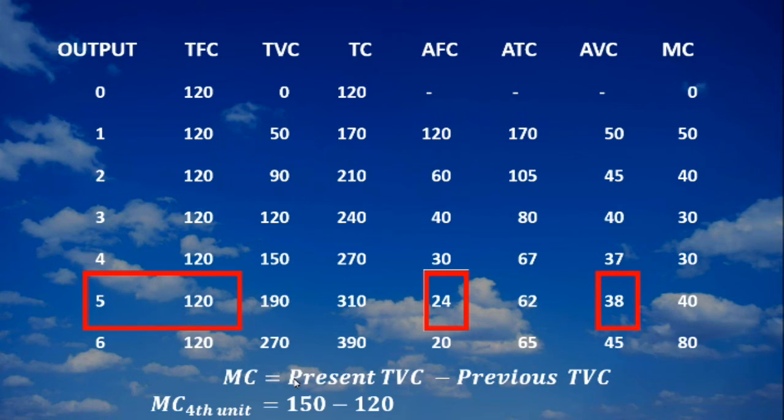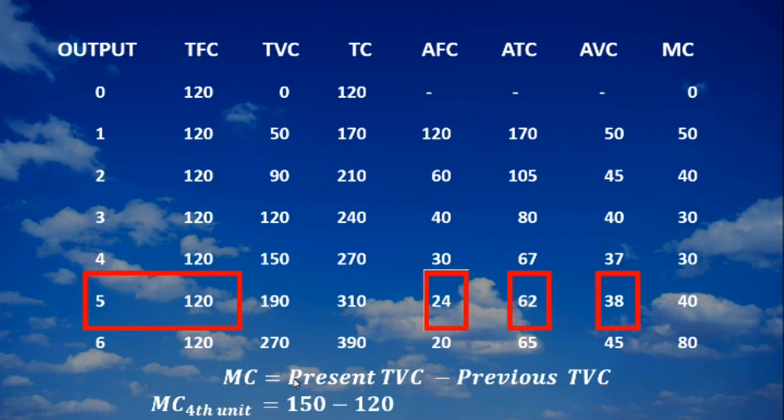Similarly, variable cost of each unit is 38 rupees when 5 units are produced. Average total cost is otherwise known as average cost. It is the average cost of producing 1 unit. It is 62 rupees when output is 5 units. A point to note here is, average total cost can also be obtained by adding average fixed cost with average variable cost.